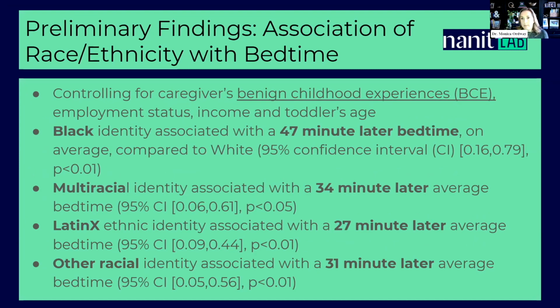In terms of bedtime, we were curious to see if there were any associations with the benevolent childhood experiences, and we didn't find them directly. When we controlled for employment and income, we found that parents who identified as Black had a 47 minutes later bedtime compared to those who are white, multiracial 34 minutes later bedtime, Latinx 27 minutes later, and other 31 minutes later.